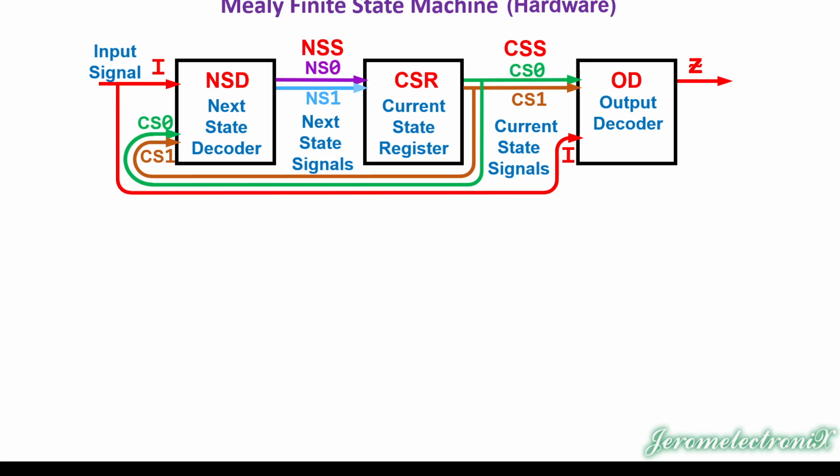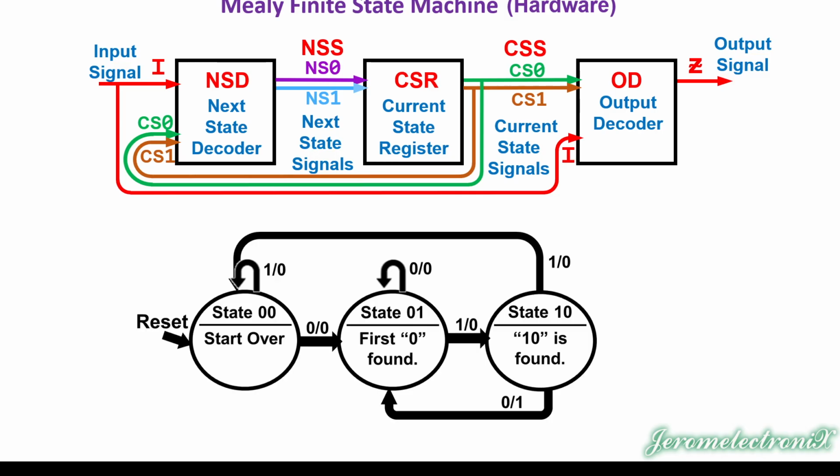But if we call the output O, it looks like it's a 0. So I call it Z instead. That's the output signal. It is, again, all based on this state transition diagram. The next state decoder, well, we tell it what state we happen to be in, and we tell it what the input signal is from the data stream, and it decides which direction we go.